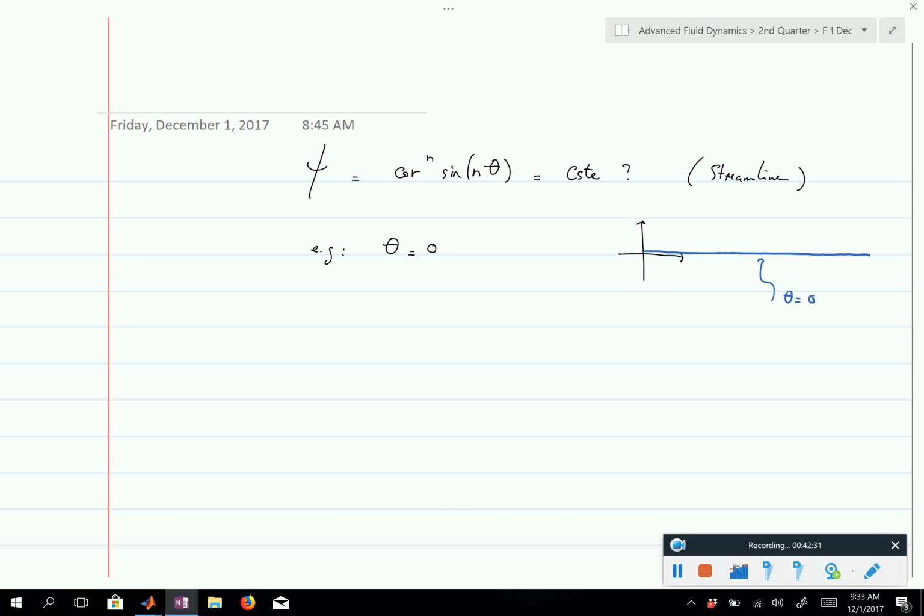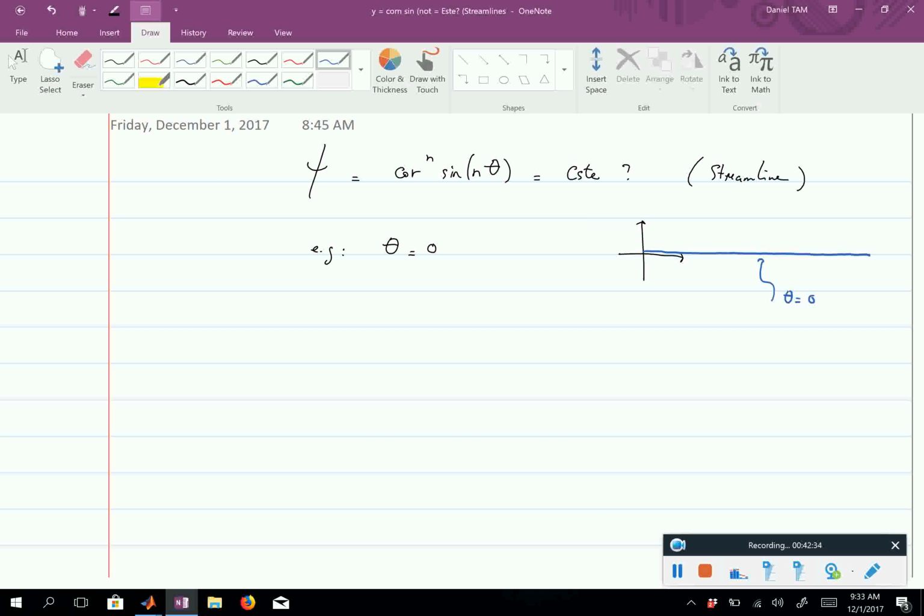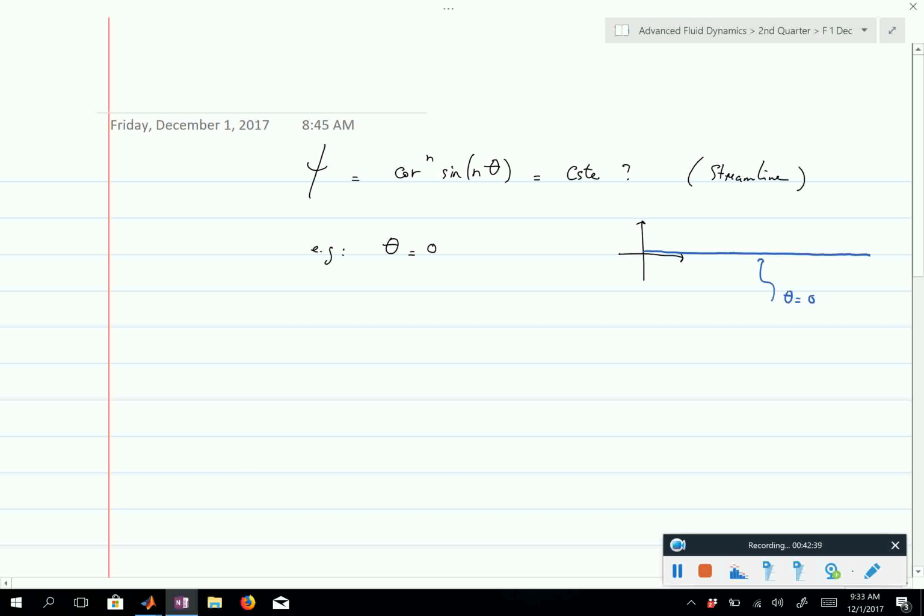Now that you found one, I think it's easy to find a lot of them. So what other streamline will you find? You found one. Find another one. So you simply have to think, when is sine n theta equal to 0? And n doesn't have to be an integer. It doesn't have to, right? If you write n theta equals pi, or any multiple of pi, then that works.